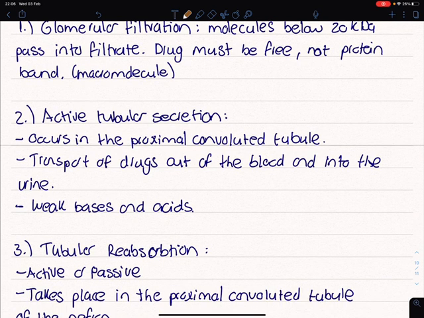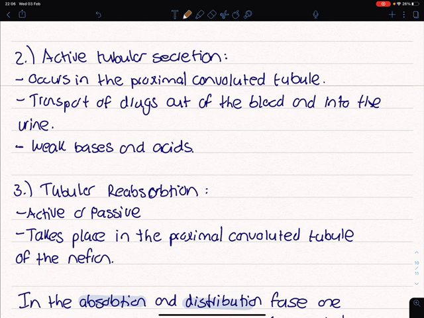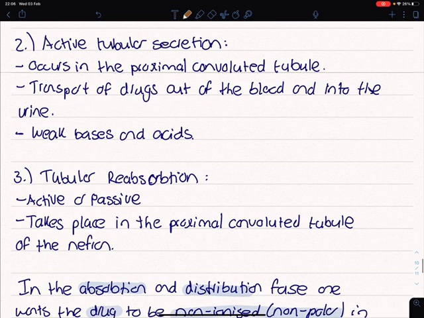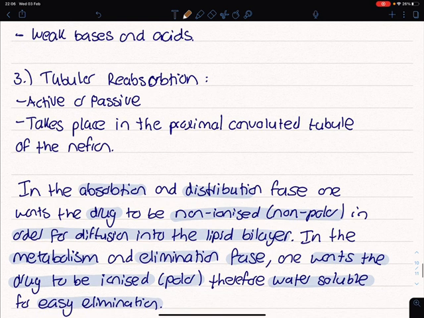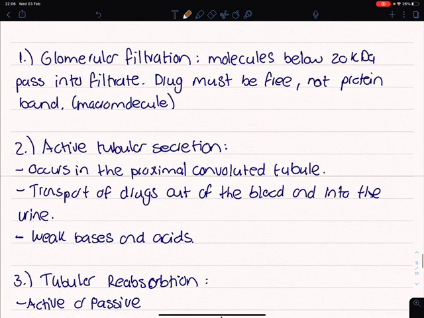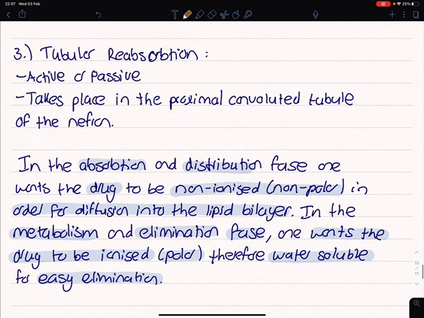Then you get also active tubular secretion. This happens in the convoluted tubule. It transports drugs out of the blood into the urine. Then you also get tubular reabsorption. It can be active or passive and takes place in the proximal convoluted tubule of the nephron. Yeah, so that's a reabsorption of the drug. That's also when you want the drug to be non-ionized, which means lipid soluble. But in the other two, in the glomerular filtration and the active tubular secretion, you want the drug to be ionized, which means water soluble. So yeah, it's also the take-home messages.